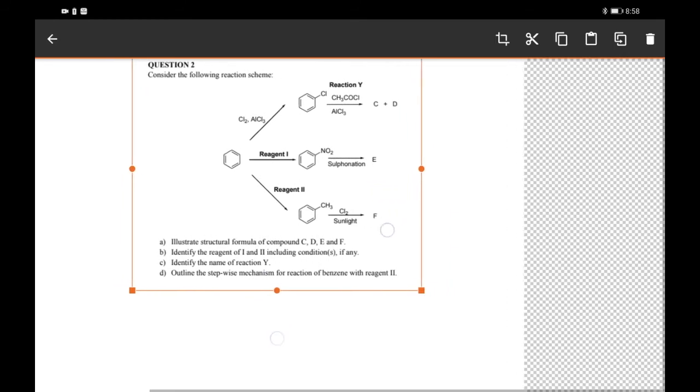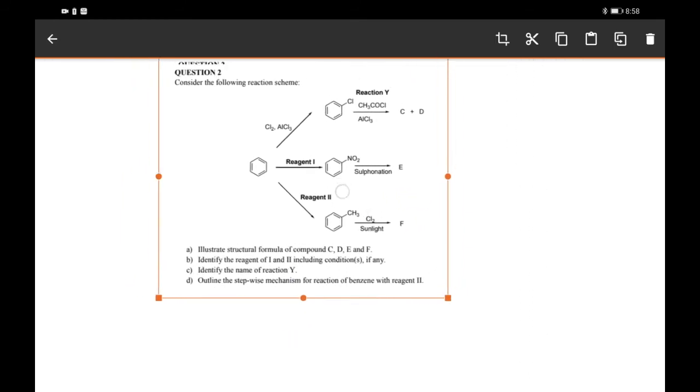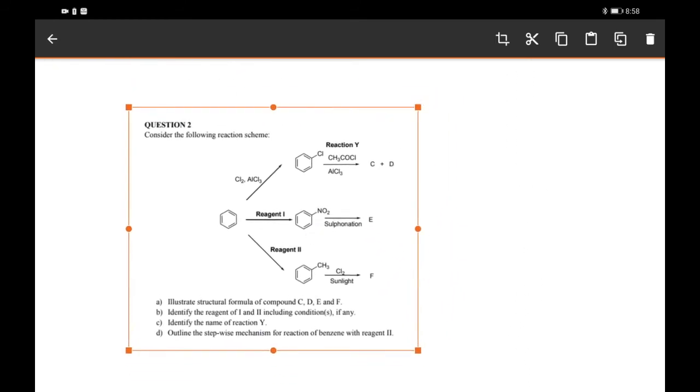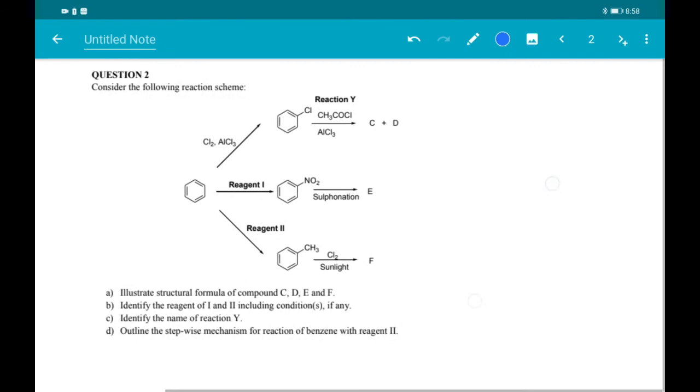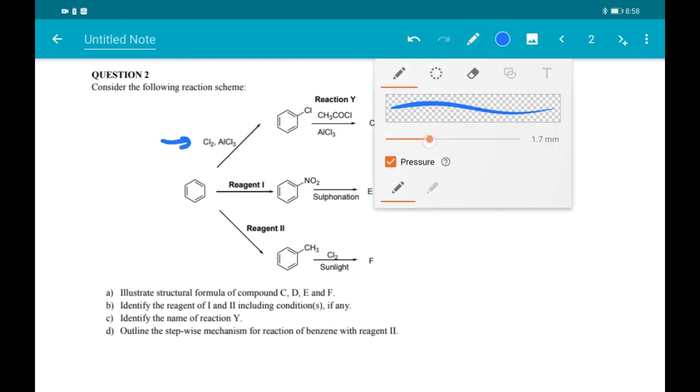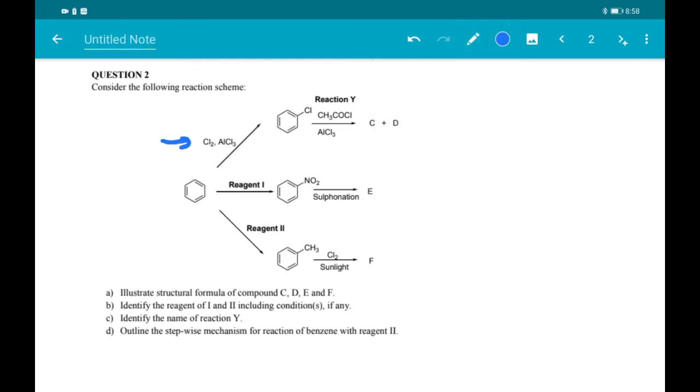Okay, again, I just put another image. Alright. Okay, for this question, let's take a look first at the first question, which is benzene. Okay, for the first step, we're going to take a look at this first reaction. So for this reaction, as you can see here, we are using Cl2 together with AlCl3.